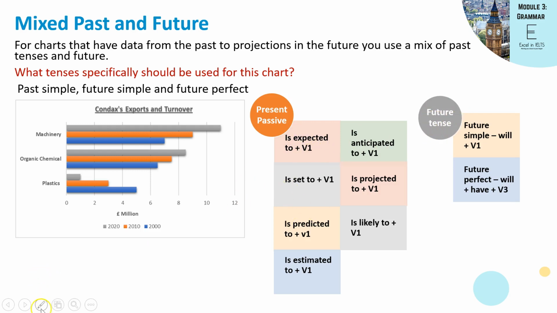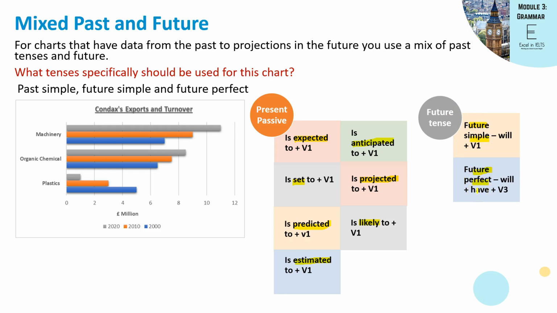So if we look at the present passive, you can use this with specific verbs, and these are expected, set, predicted, estimated, anticipated, projected, and likely. So you have to use it with these verbs only, and this is because these verbs have a future meaning. And the other way is to use the future simple and the future perfect.